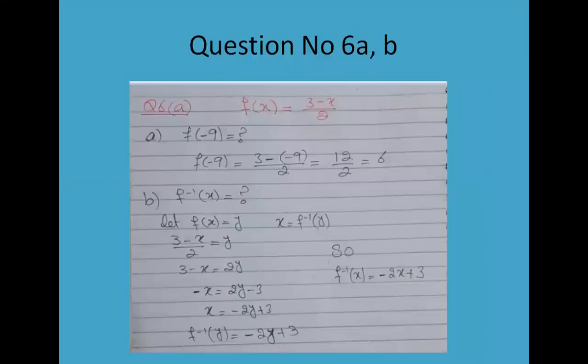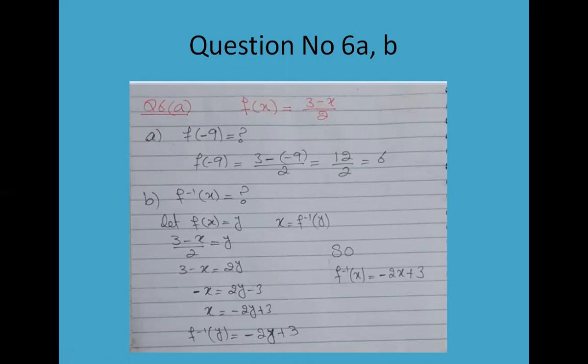Okay, so the A part, question number 6, A part. f of minus 9 is the question. f of minus 9 will be equal to, in this formula where the x is, you substitute the x with minus 9. So you will have 3 minus minus 9, the whole thing divided by 2. So you will have 3 minus minus will be plus, 3 plus 9 will be 12, 12 divided by 2, and that will be 6. So this is how you do the first part.